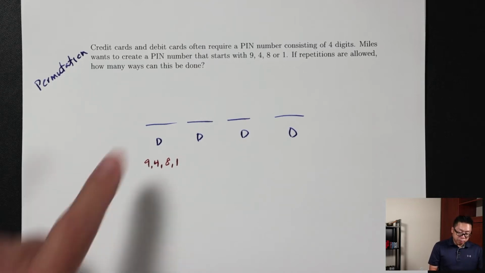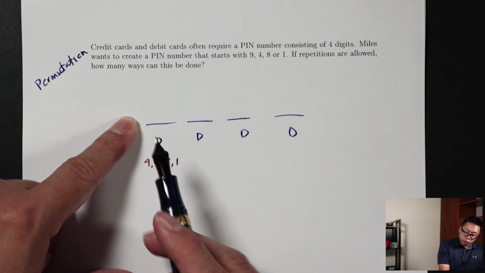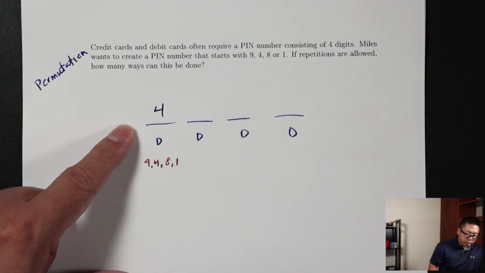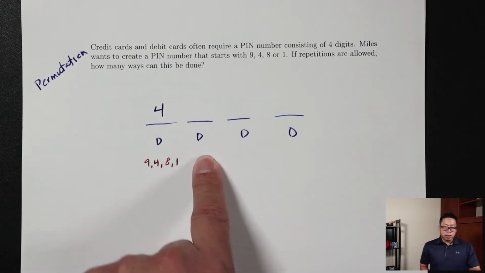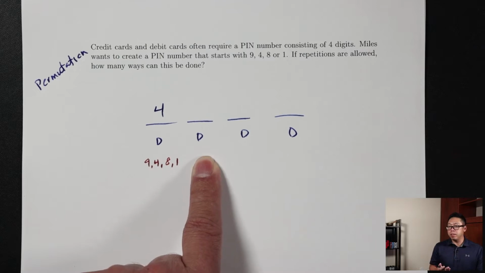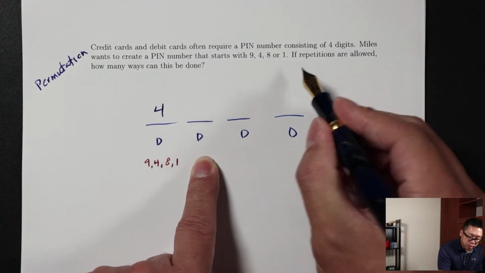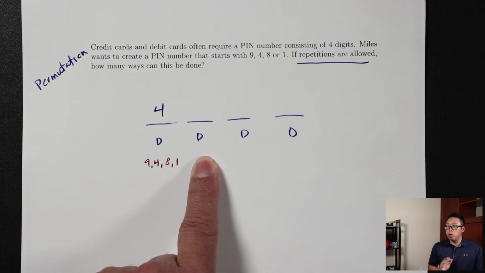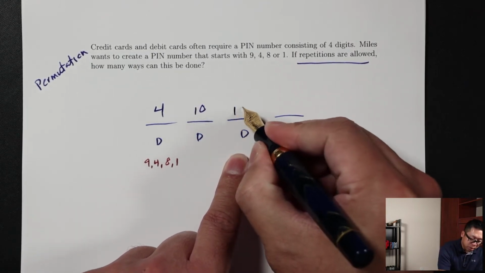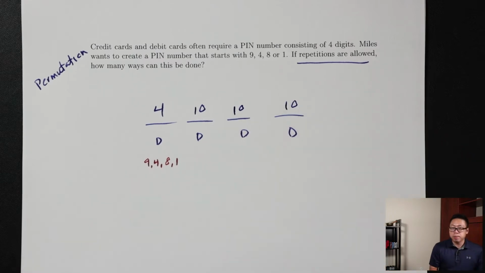So starting with the most restricted blank, how many options do I have? First blank can only be a 9, 4, 8, or 1. There are 1, 2, 3, 4 options. And now for the other blanks. The next one can be 0 through 9, right? 0 through 9 normally will be 10. Question is, do I have to reduce? And the question we're going to ask is, are we allowed repetitions? Repetitions are allowed, so we don't have to reduce. So I have the full 0 through 9, that's 10 options. And then for the same reason, don't have to reduce, 10 options, 10 options. 4 times 10 times 10 times 10.